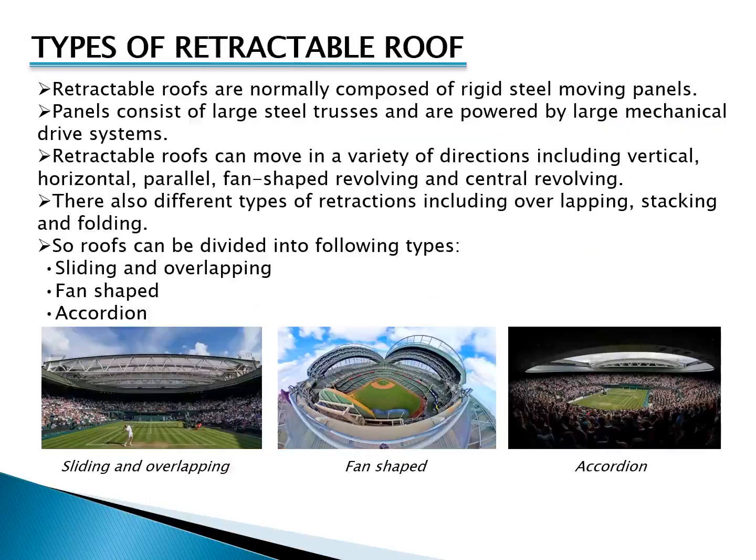Now we will discuss the types of retractable roofs. The retractable roofs are normally composed of rigid steel moving panels. The panel consists of large steel trusses and is powered by a large mechanical drive system. Retractable roofs can move in a variety of directions, including vertical, horizontal, parallel, fan-shaped, revolving, and central revolving. There are also different types of retractions, including overlapping, stacking, and folding. So roofs can be divided into the following three types: sliding and overlapping, fan-shaped, and accordion.